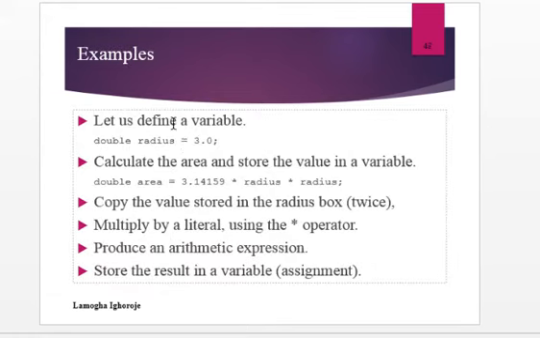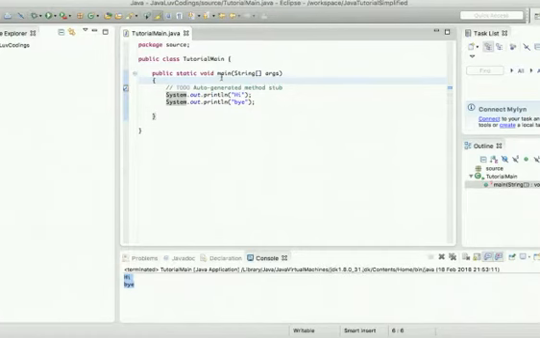So what we're going to be doing is that we will define some variable of a radius, and we'll try to do an arithmetic operation to find the area, and we will copy the value stored in the radius to do that calculation for us. And we're going to be using the times operator, that's the multiply sign, to produce an arithmetic result and store the result in a variable. So let's do that.